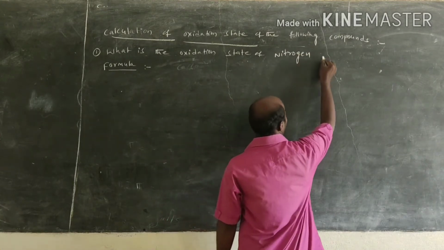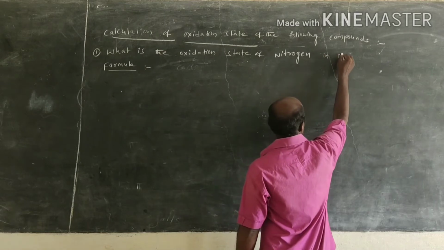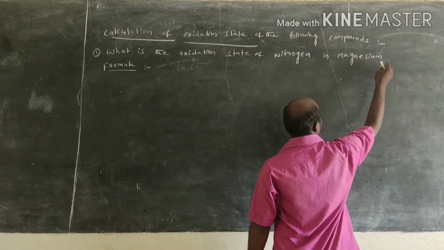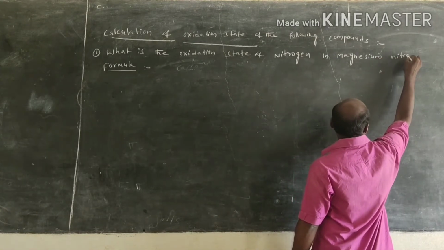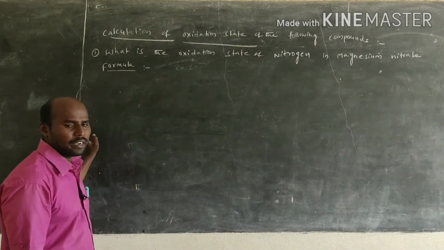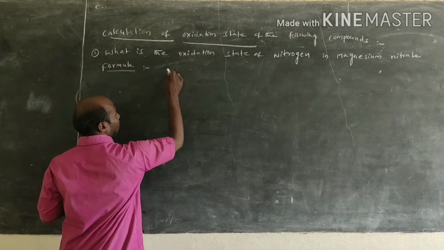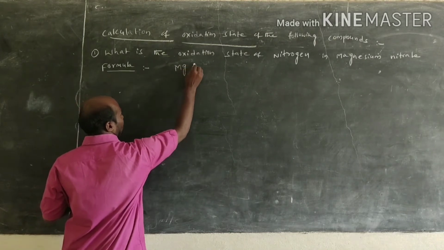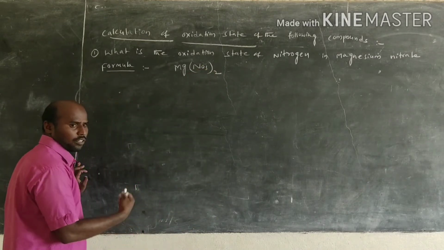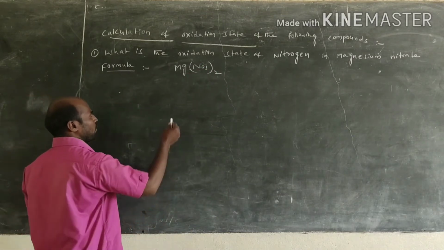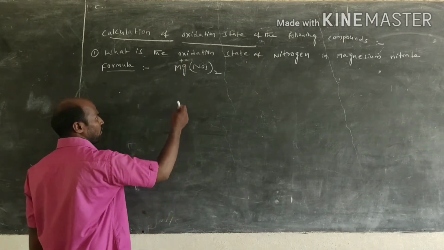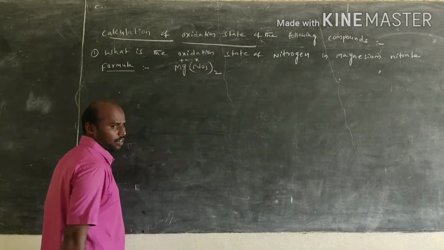Nitrogen in magnesium nitrate. What is the formula of magnesium nitrate? Mg(NO3)2, by using the crisscross method. Here, what is the charge of magnesium? The charge of magnesium is plus 2. So what is the charge of nitrogen? X. We can find it out now.